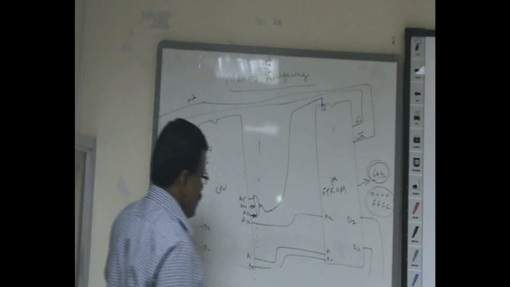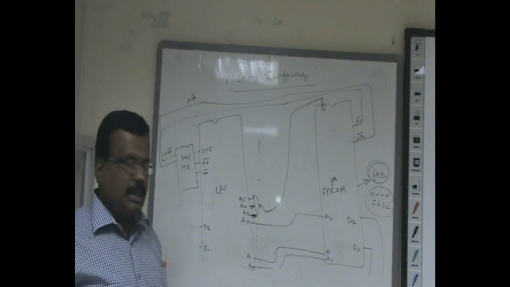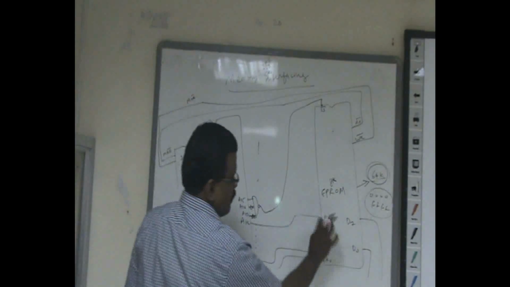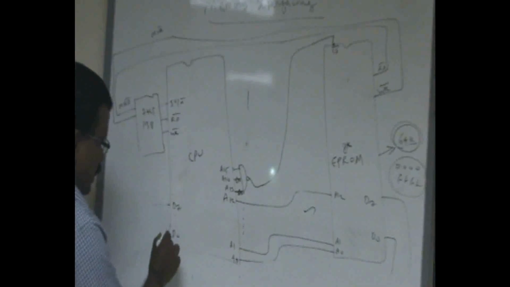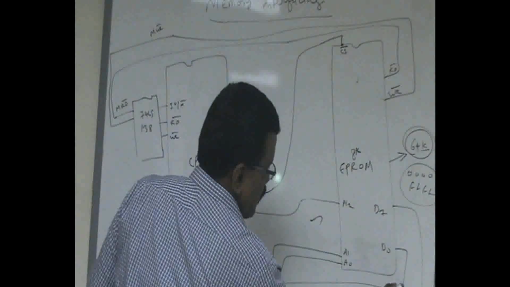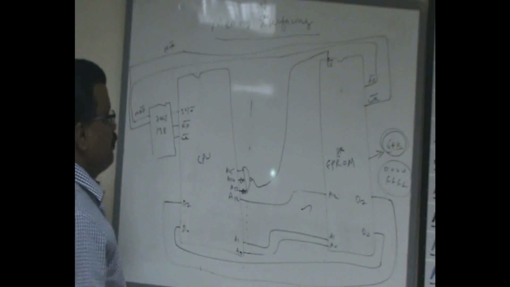First of all, you have to find out how many address lines are required. Obviously, for 8K we require 13 address lines. So we can connect 13 address lines from A0 to A12. The first step is over. Similarly, you have to connect the data bus from this memory to the CPU.